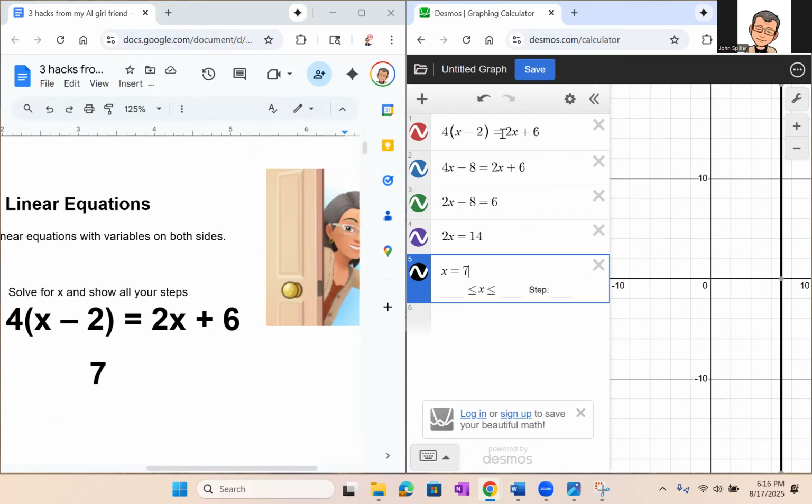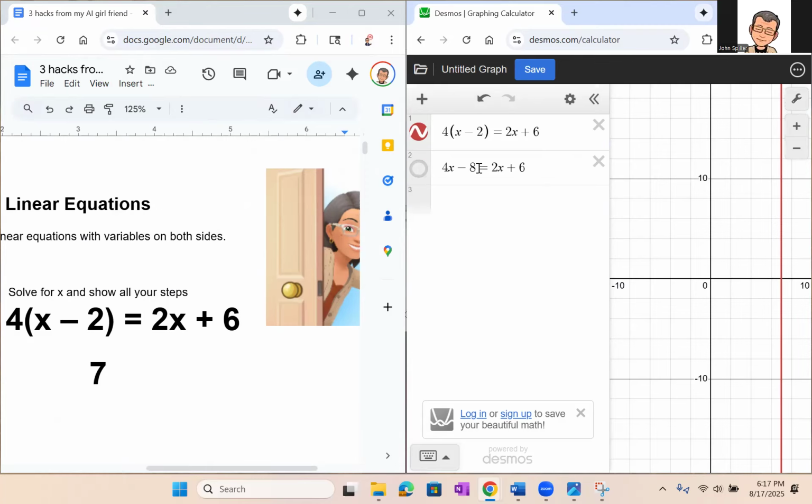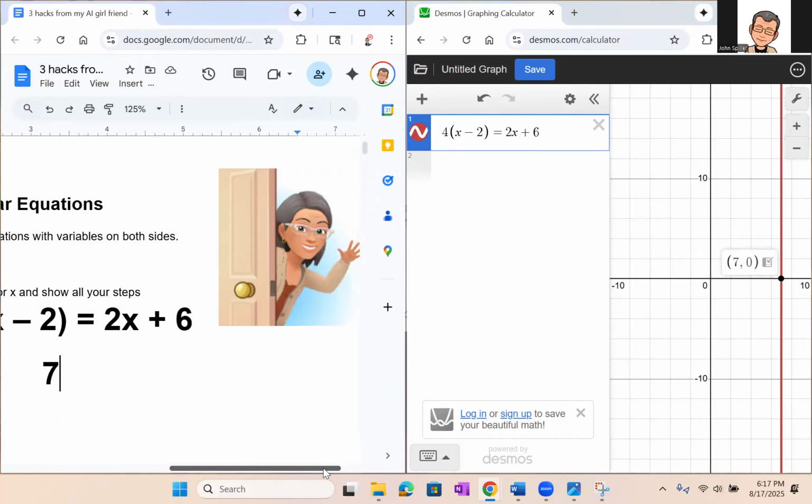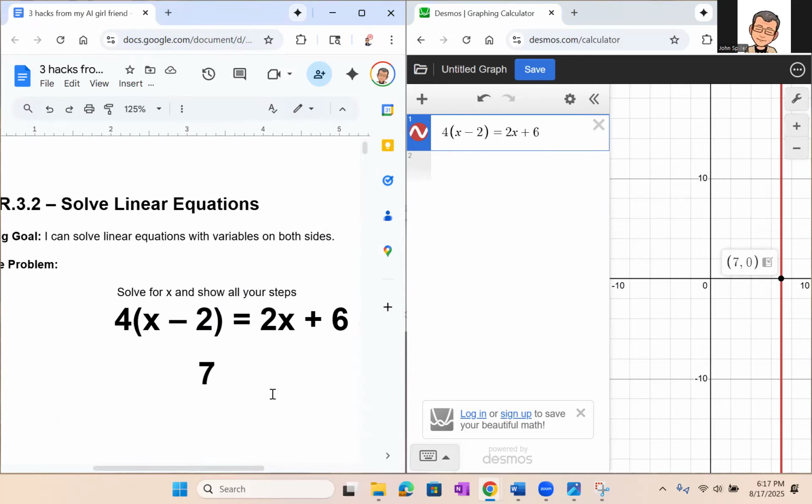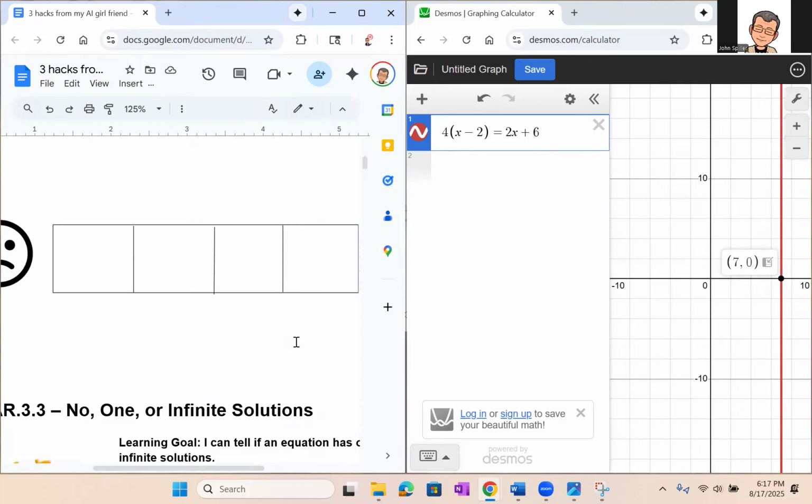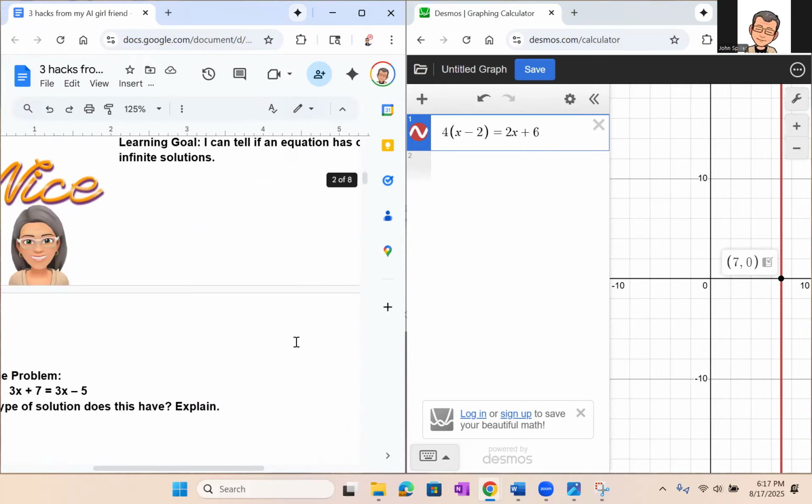So it turns out you can use Desmos to check every step of your problem to make sure you're doing it right. Same line. Okay, did that right. Same line. Desmos is your checker. You can use it and it will find the answer for you. And if it's just multiple choice, just mark 7. So, three hacks from my girlfriend. Number 1, use Desmos.